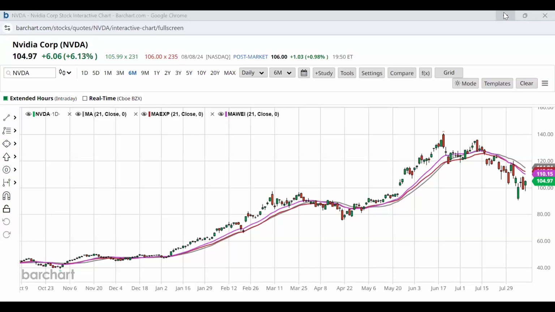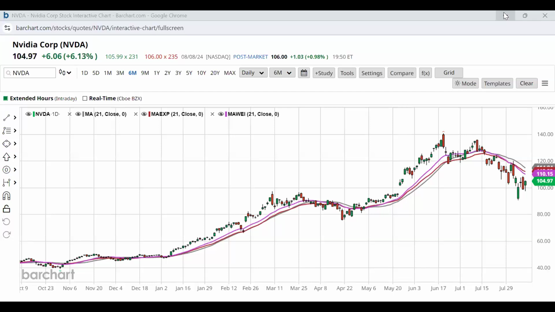So in bar chart, there is no restriction for any indicator. So here, there are different kinds of moving averages, like simple moving average, exponential moving average, weighted moving average, daily moving average. So first of all, what is a moving average? A moving average is simply the average of a particular set of values over a specific period.